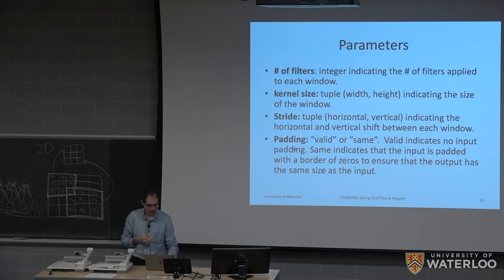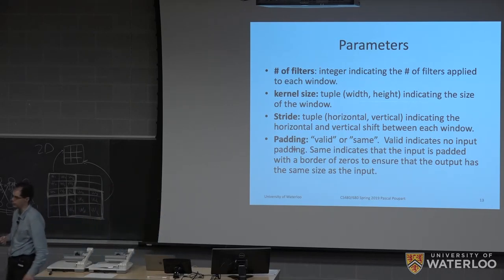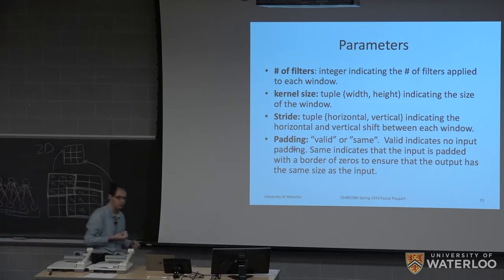Okay, so let's do a couple of examples just to illustrate how those parameters work. This will help you to understand, for the assignment when you work with convolutional neural networks, what the parameters are that are used to define convolutional layers.